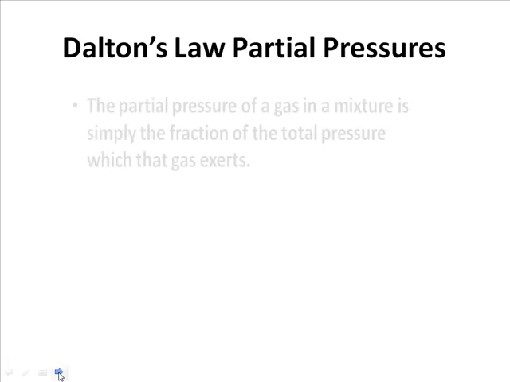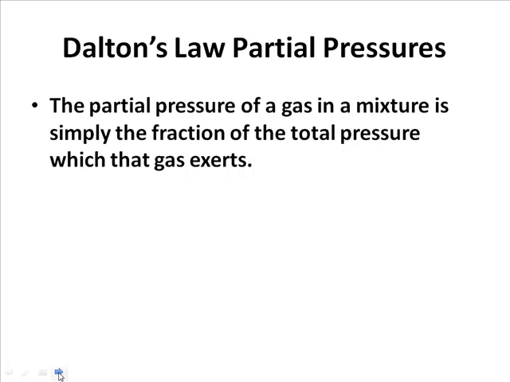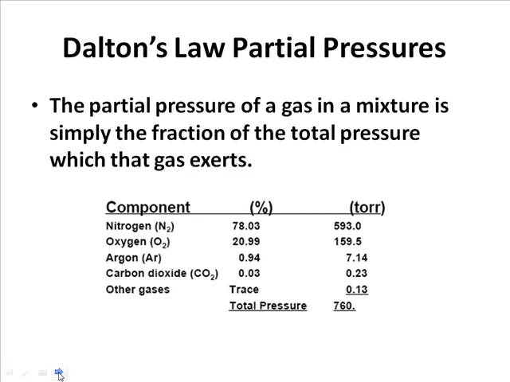Dalton's law of partial pressures states that the partial pressure of a gas in a mixture is simply the fraction of the total pressure which that gas exerts. Taking a look at the chart below, each component of our gas mixture of air has a percentage, and that percentage is equated to its partial pressure, made up by the total amount of pressure that the gas exerts.